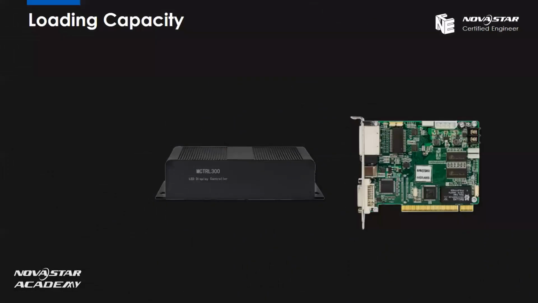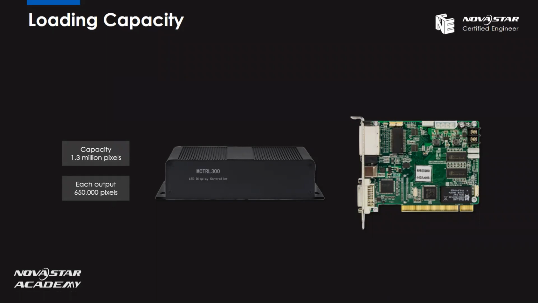Here is the first important information for you to remember. The loading capacity of an M Control 300 is 1.3 million pixels. And we know M Control 300 has 2 output ports. So for each output port, the loading capacity is 650,000 pixels.